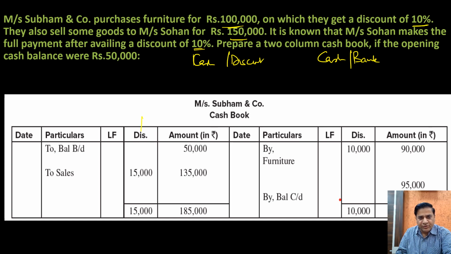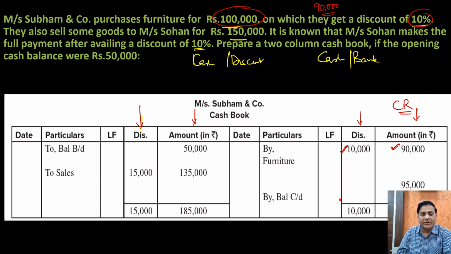So my columns would be a discount column and a cash column on both the sides. All the other things remaining the same. So what I would say, purchased furniture worth 1 lakh. Purchased means you need to pay that. Paying means you record that on the credit side. You are supposed to pay 1 lakh but you got a discount of 10%. So 10% of 1 lakh is 10,000. So you ultimately end up paying 90,000. If you look at the cash column, it says payment of 90,000. Discount would be shown here with the payment itself.